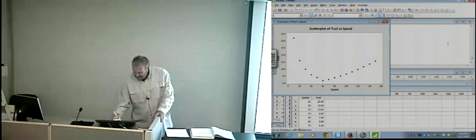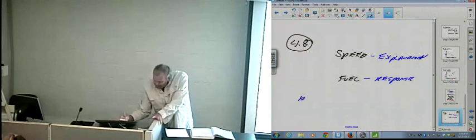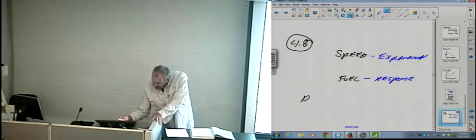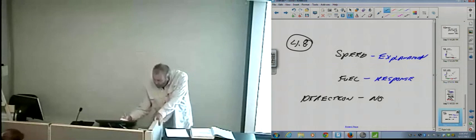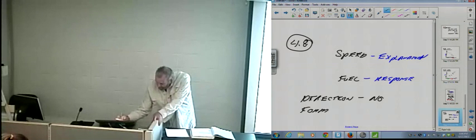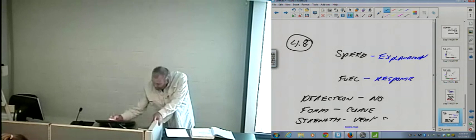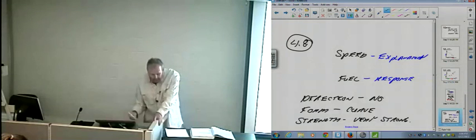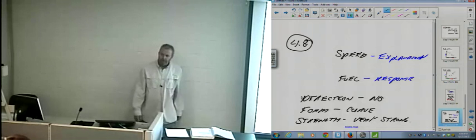Now, what I'd like to do is this. That example, what I see is, I'm going to do just like I do all the rest of them. Direction. No. Form. Curve. Strength. Very strong.